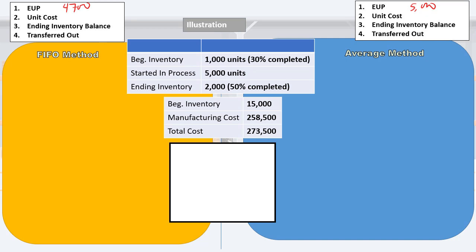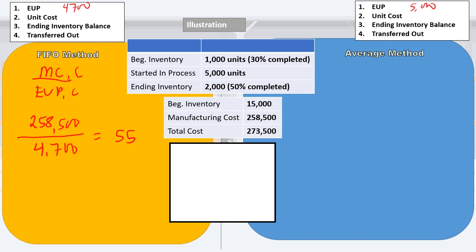Okay, so let's now proceed with the computation of unit cost under FIFO method and average method. So sa FIFO method, ang formula natin is manufacturing cost current period over the EUP current, di ba? So, lagyan na lang natin C para hindi tayo malito. So, yung manufacturing cost current natin is 258,500. So, i-divide lang po natin yan doon sa ating EUP current, which is na-compute natin with 4,700. So, 258,500 divided by 4,700. So, ang ating unit cost, if we will be using FIFO method, will be 55 pesos per unit.